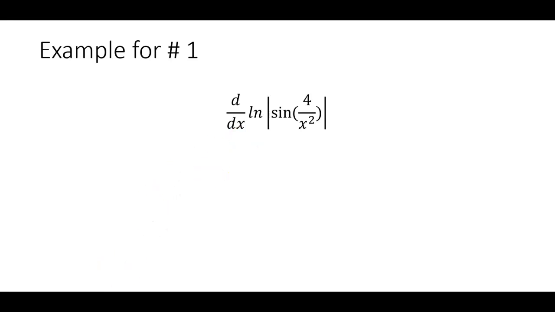There's a lot going on here. I don't think I've done one like this before. We've done a double chain rule, but this is going to end up being a triple chain rule. So we have the outermost function, the ln, and then we have an absolute value function after that. And then after that, we have a sine function. And then after that, we have the 4 over x squared function on the very inside. So there's a lot there. Basically, we just have to take the derivative of each one and multiply them all together.